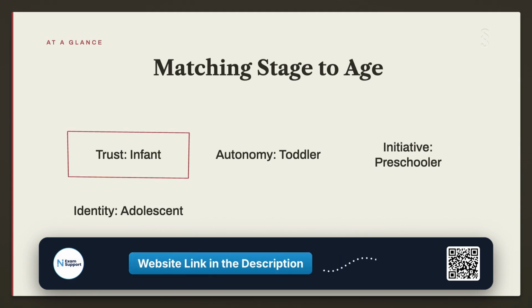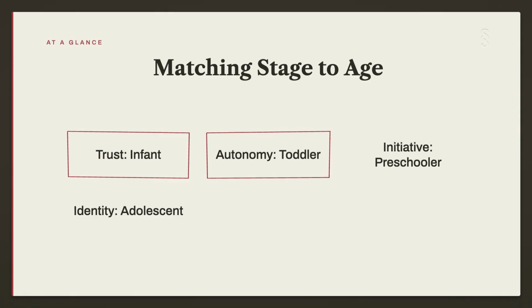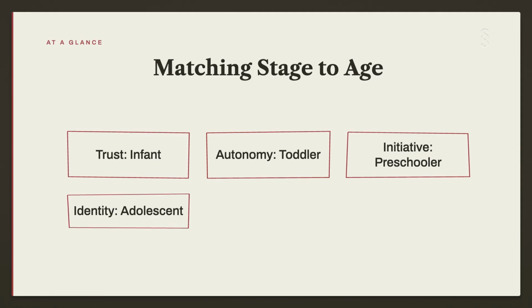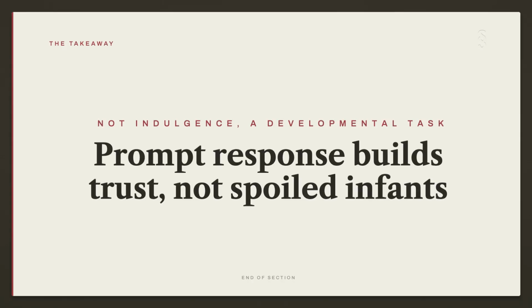Exam questions press on age matching. Autonomy belongs to the toddler asserting preferences, initiative to the preschooler pursuing plans, and identity to the adolescent capable of abstract self-reflection. An infant has none of those capacities yet, so trust is the only task available. Trust is not the same as attachment or bonding. It's a generalized expectation about the world, learned through consistent care in the first year. Anchor every stage to what the child can actually do, and the sequence becomes logic, not memorization.